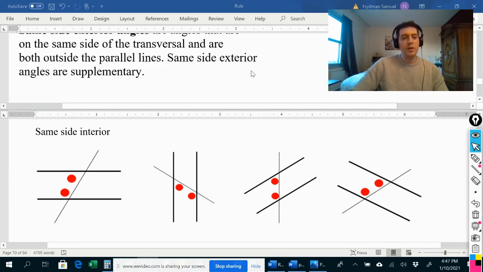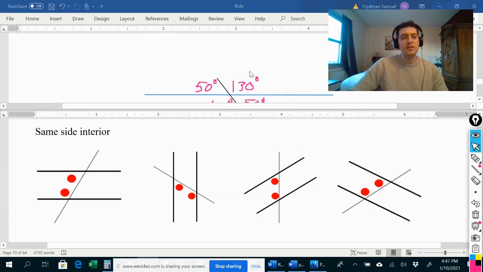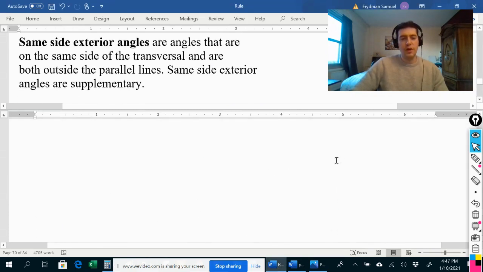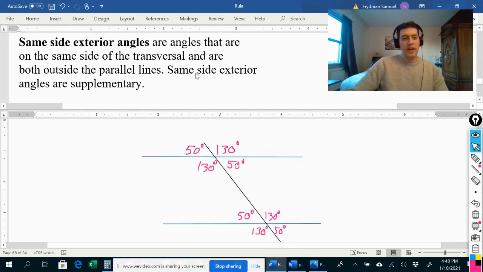And I believe now we're up to the last one. Is this the last one? Yes, it is. So same side exterior angles, which you probably guessed. These are angles that are on the same side of the transversal and are both outside the parallel lines. Outside because of the word exterior here. And same side exterior angles are supplementary.